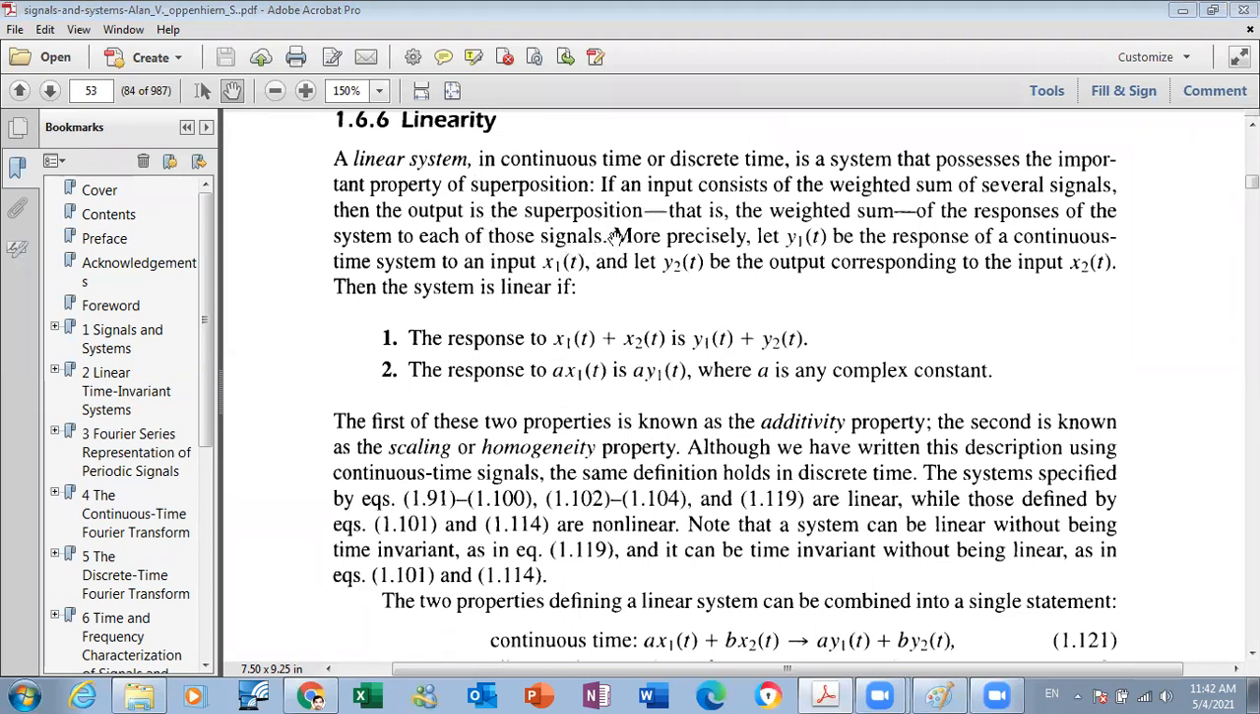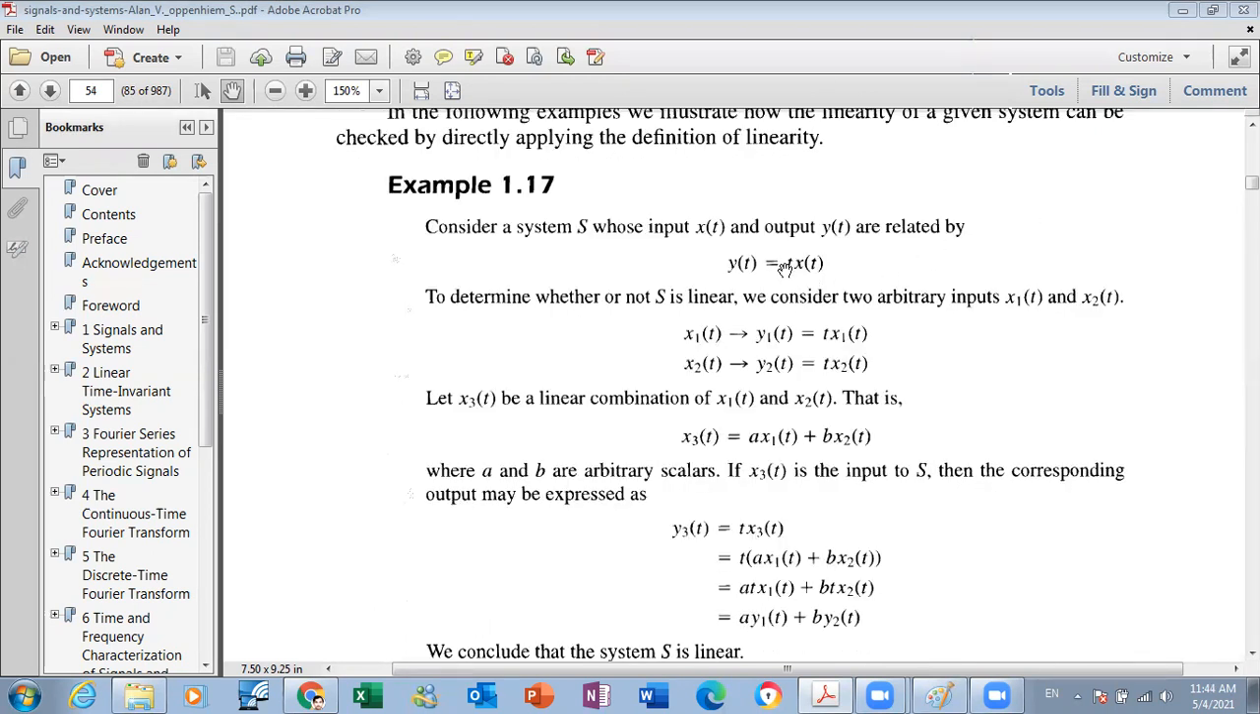Homogeneity is the principle of multiplying by a scalar quantity. If we multiply x1(t) by a, then we should obtain a times y1(t). If x is multiplied by a, then y1 should be multiplied by a as well. And additivity means if we add x1(t) and x2(t) as a third input, then their outputs are also added. If these two conditions are satisfied, we say that system is linear.